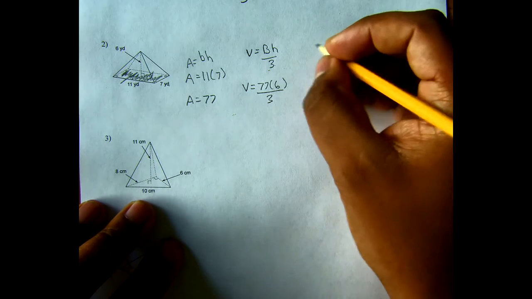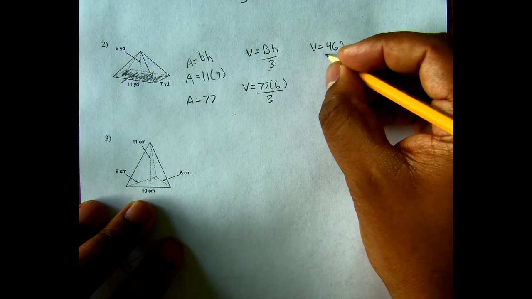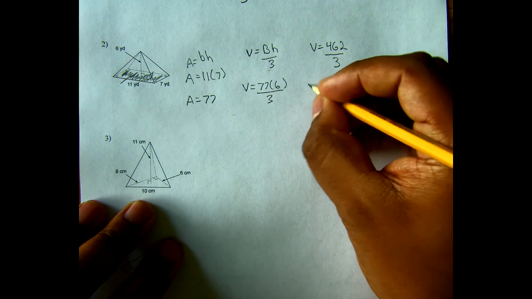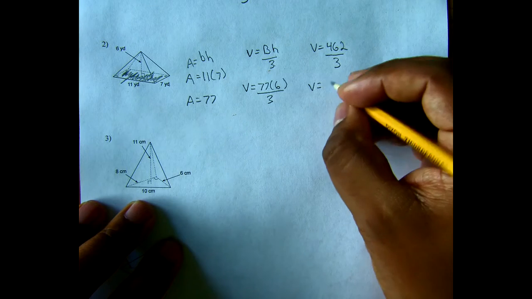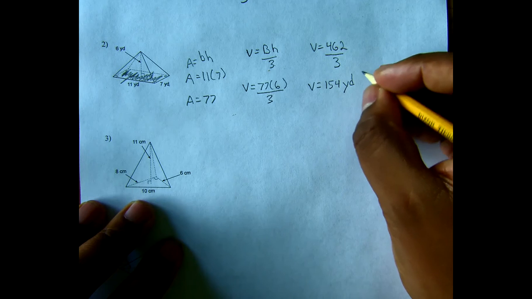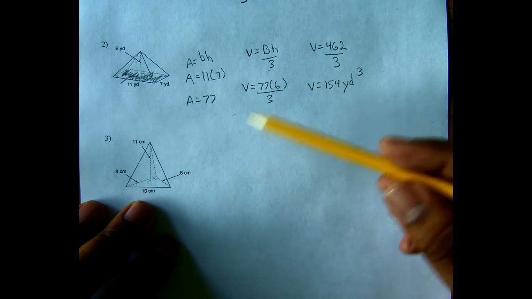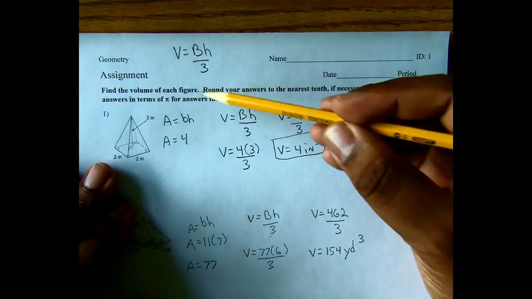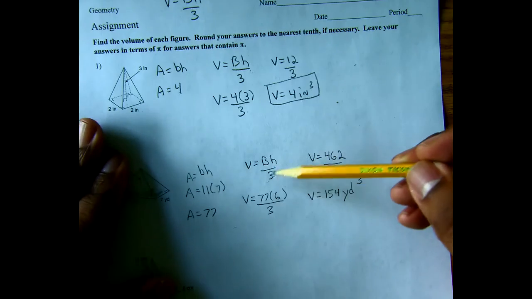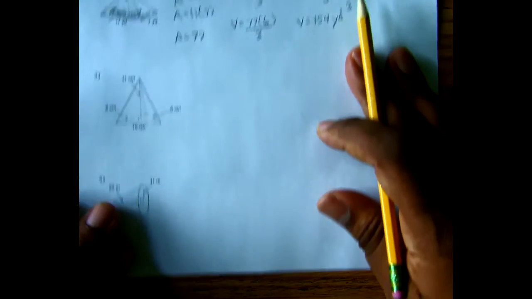77 times 6 is going to be 462 divided by 3. And then once we do that, we'll have 154. And that's going to be yards cubed. Okay. And as long as you're dealing with a cone or a pyramid, this formula here will stay the same. But the formula that could change is the area, depending on what type of shape you're dealing with.